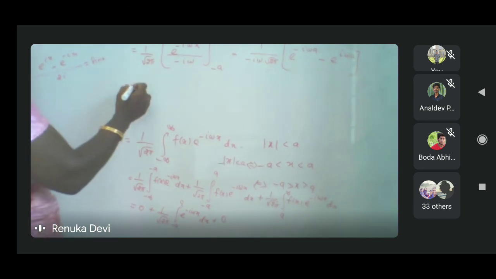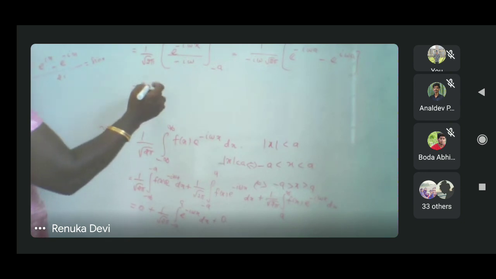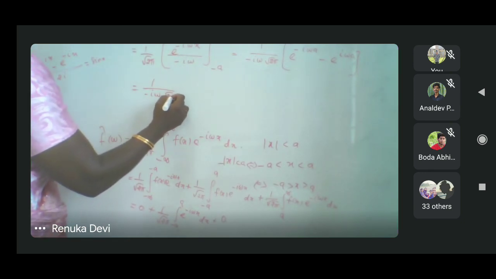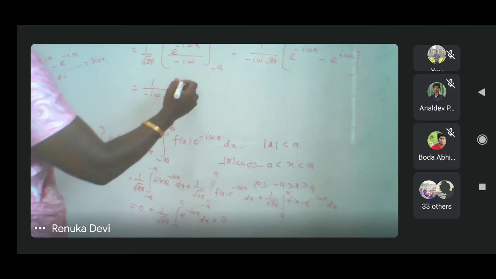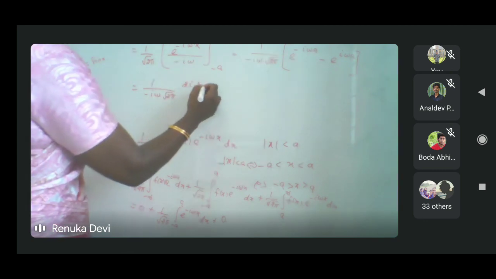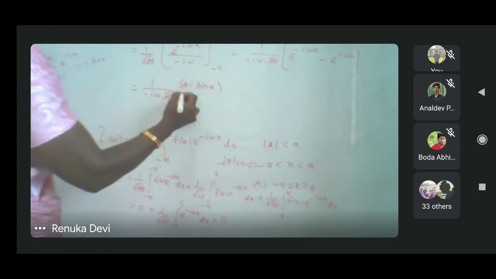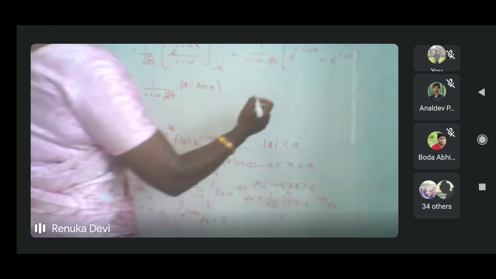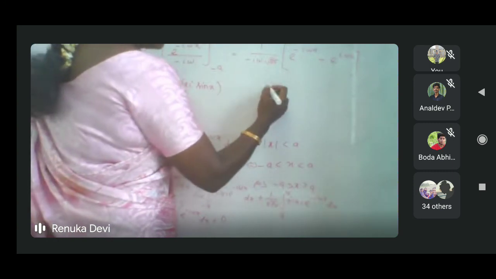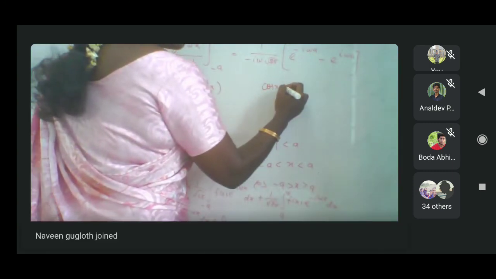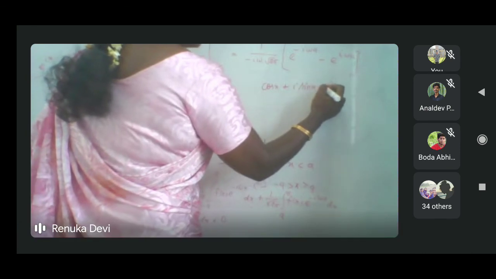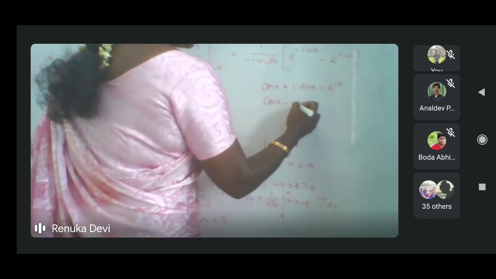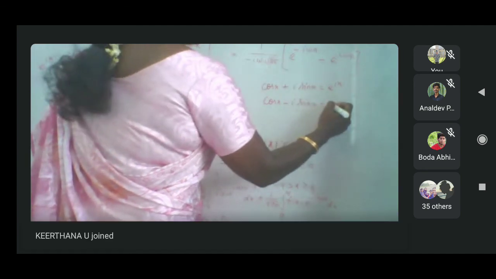This is equal to 1 by root 2 pi into 2i sin x. Because by Euler's result we have cos x plus i sin x equal to e power ix. So cos x minus i sin x is e power minus ix.